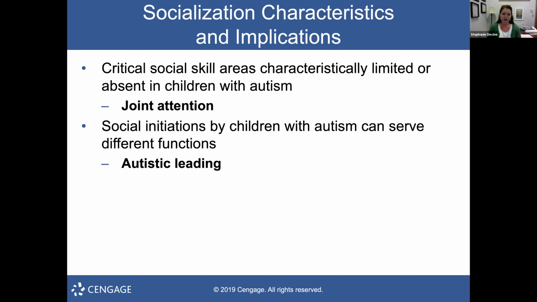But we do see a lot, as far as social initiations go for children with autism, would be things like autistic leading, where they take someone by the hand and lead them to a preferred object of some kind that they need or want. And that's their way of communicating, hey, I want this. So that is a social behavior that you want to definitely start with, at least work with, and go from there.